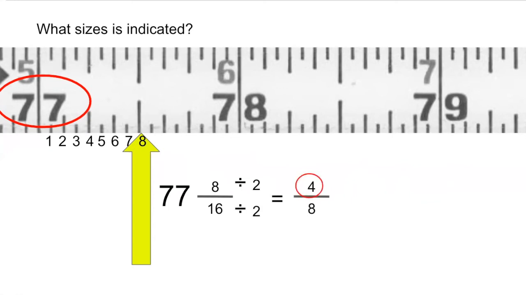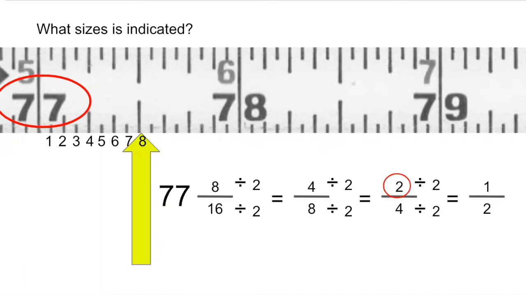Now, we're not quite done because that top number again can be divided by 2. So 4 divided by 2 is 2. And what we do to the top, we do to the bottom. So 8 divided by 2 is going to be 4. We're looking at the top number still. The top number is even, which means it can be divided by 2. So 2 divided by 2 is going to give us 1. So what we do to the top number, we need to do to the bottom number as well. So 4 divided by 2 is going to give us 2.